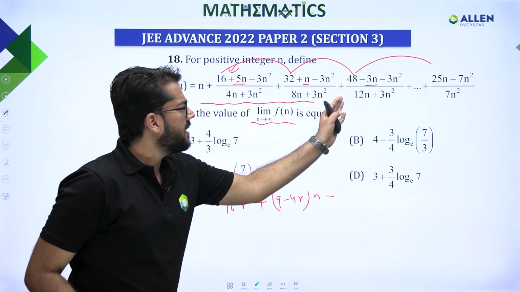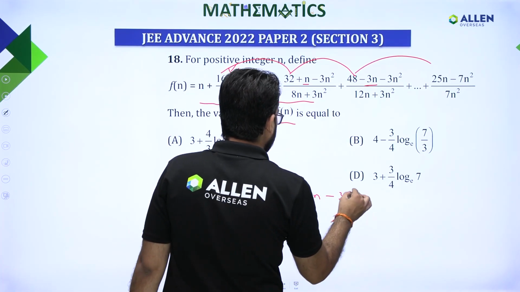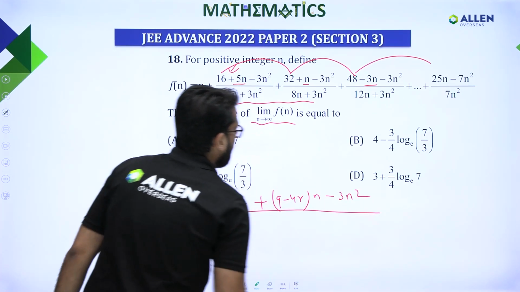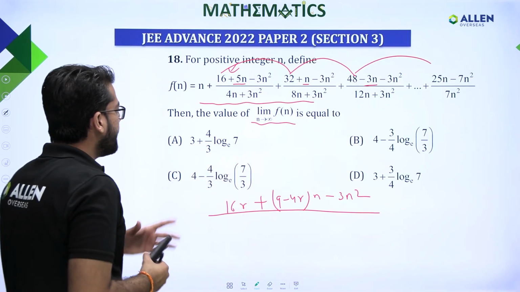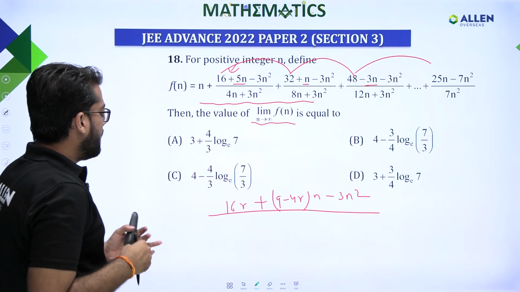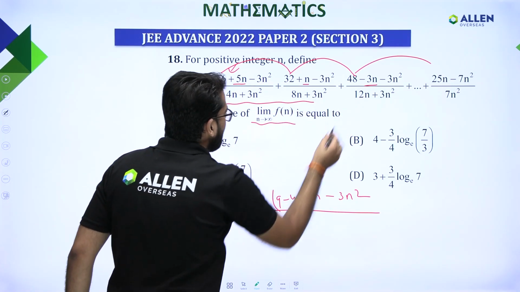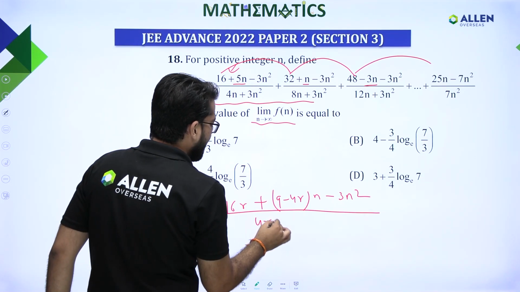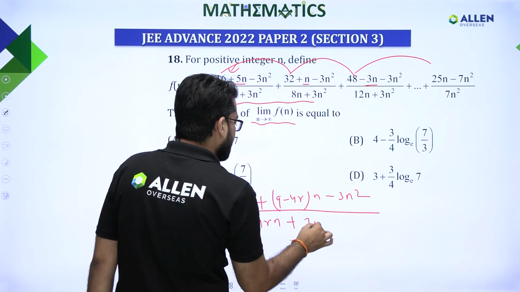We have the minus 3n square, minus 3n square, minus 3n square and so on, right? So I think we have no worry about this. Now I just write the general term, and in the denominator we have 4n plus 3n square. So can we write it as 4n, 8n, 12n? So here we have 4rn, right? And the 3n square again the same one, 3n square.